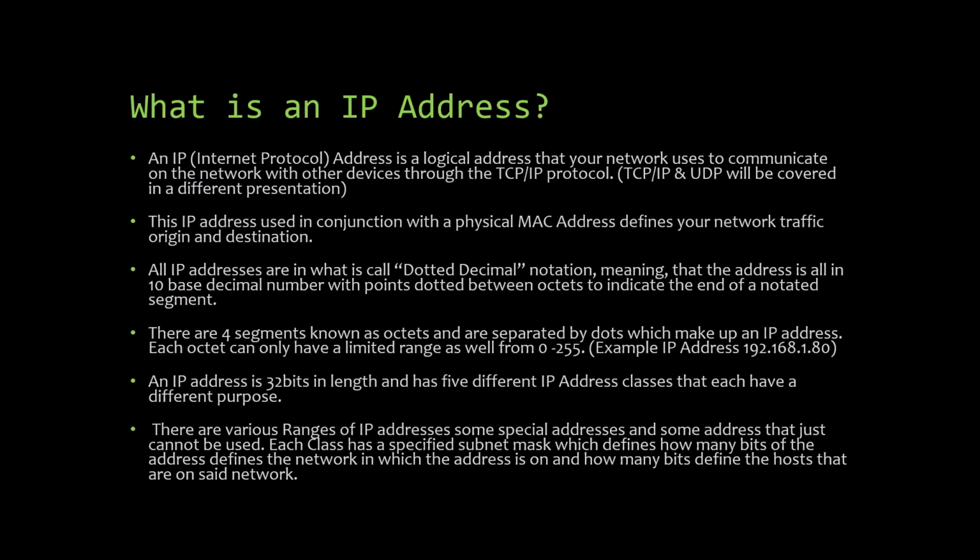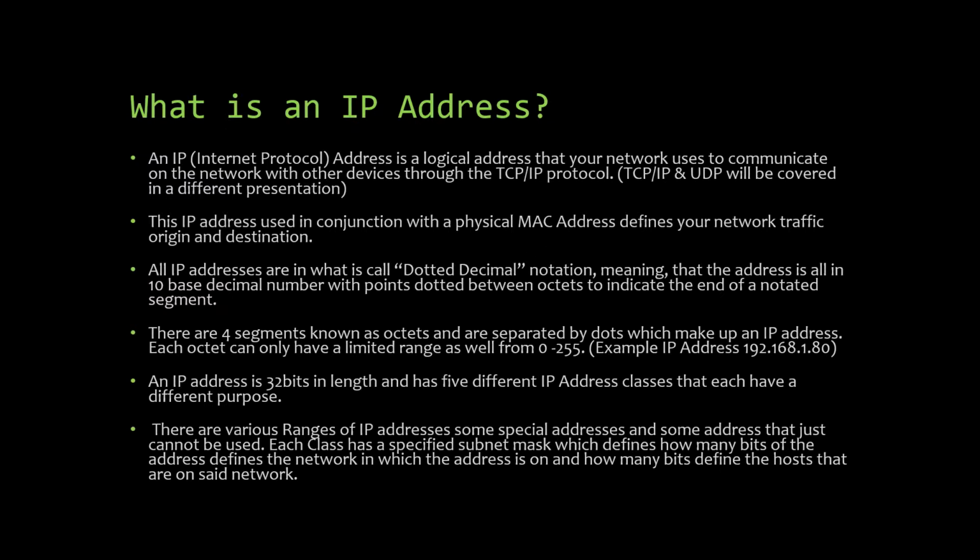All IP addresses are in what is called dotted decimal notation, meaning that the address is all in base 10 decimal numbers with dots between octets to indicate the end of a segment. There are four segments, known as octets, separated by dots, which make up the IP address. Each octet can only have a limited range from 0 to 255. An example IP address is 192.168.1.80.